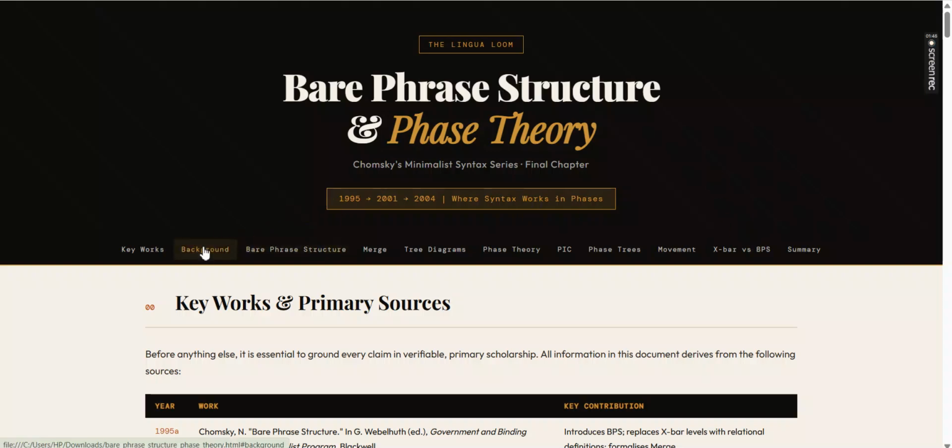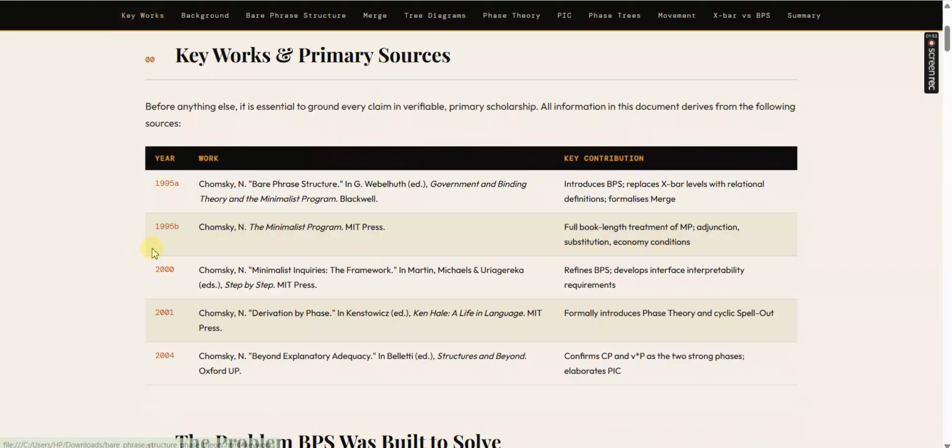So these are the keywords from where the data has been taken. You can even check them if you want to read them.